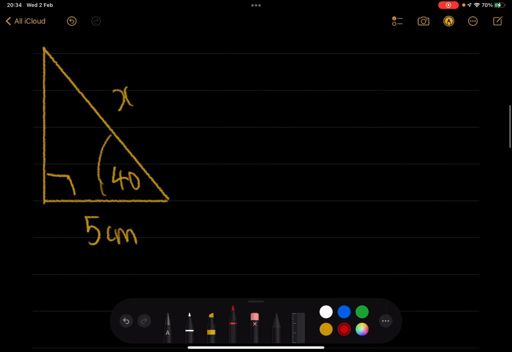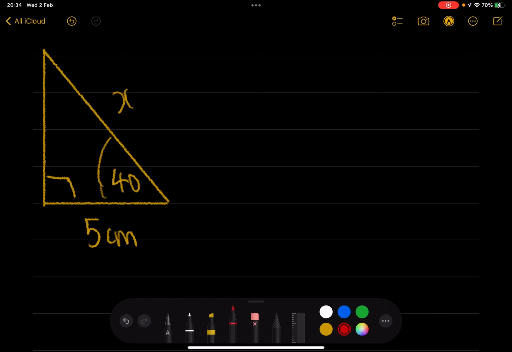So here we go then. We're going to work out what x is. Everyone does this differently, but the way I go about it, I always like to do my list. So I have my opposite, op, my adjacent, adj, and then my hypotenuse. And then you've got your angle.